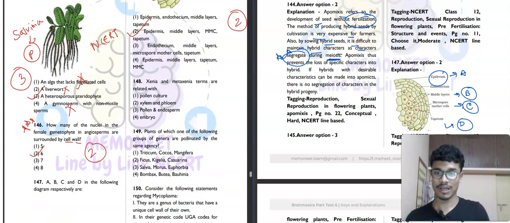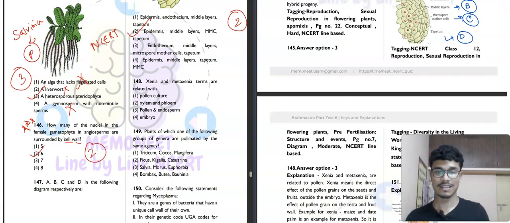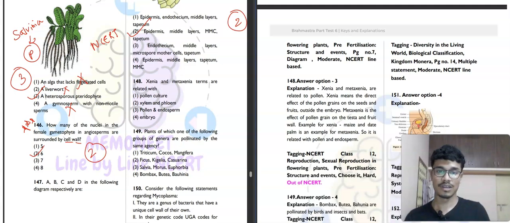Question number 148. It is saying that xenia and metaxenia terms are related to pollen and endosperm. So xenia means the direct effect of pollen grains on the seeds, fruits outside the embryo, and metaxenia is the effect of pollen grain on testa, fruits, ovary. So basically these are the examples. It is related with pollen and endosperm. It is the third option. The third option will be our correct answer.